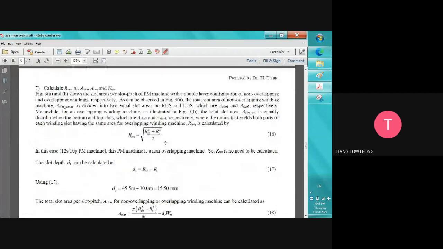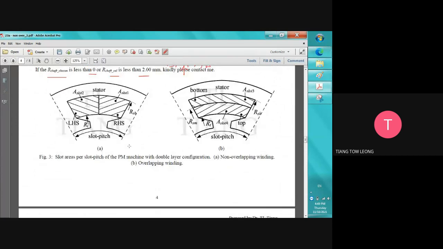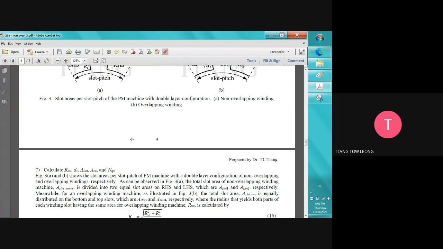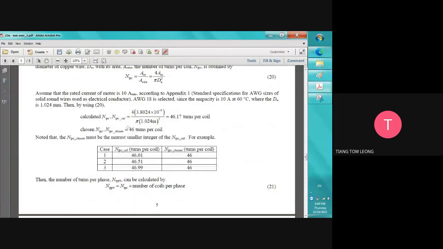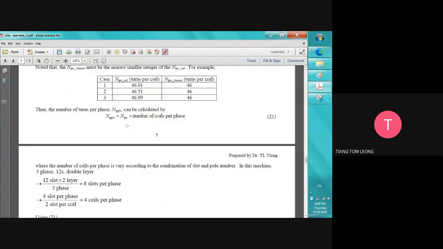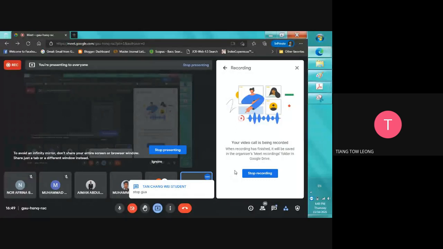Should we stop actually, or continue? Should we stop or continue? We still can accept. Hello? Stop for now. Oh, okay. Then we will stop first. We'll stop.